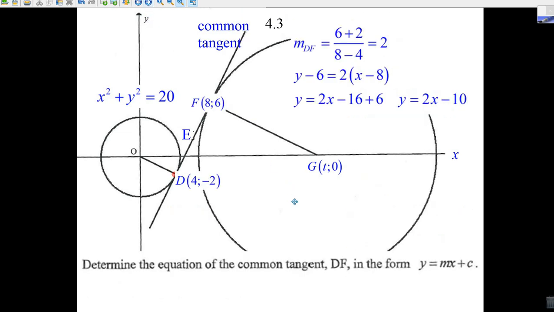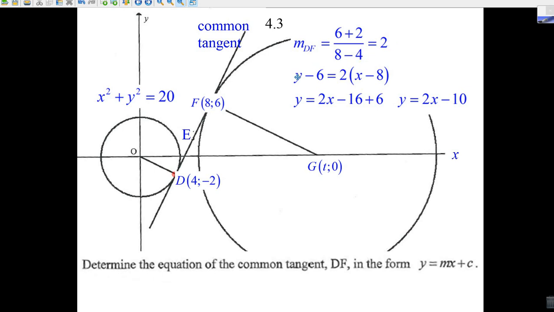Let's try 4.3. It says determine the equation of this tangent line. Well, if we want to find the equation of a line, we better go and find the gradient of the line. That's not very hard. 6 minus -2 over 8 minus 4, that's 8 over 4. The gradient's 2. So the equation of this common tangent, DF, must have a gradient of 2.